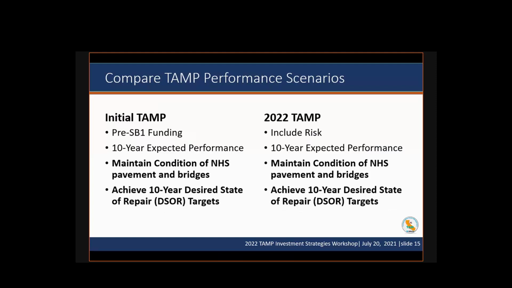So comparing the initial plan to this plan, the two lower bullets on both of these columns have to be done. These are federal regulations. In our initial TAMP, we looked at pre-SB1 and post-SB1 funding scenarios because SB1 had just passed, and that seemed to be the thing to do. What we didn't do in the initial TAMP was really include any of the risks. So in the 2022 TAMP, we're planning to expand to incorporate risk, and we'll show you how we're going to do that. Next slide.